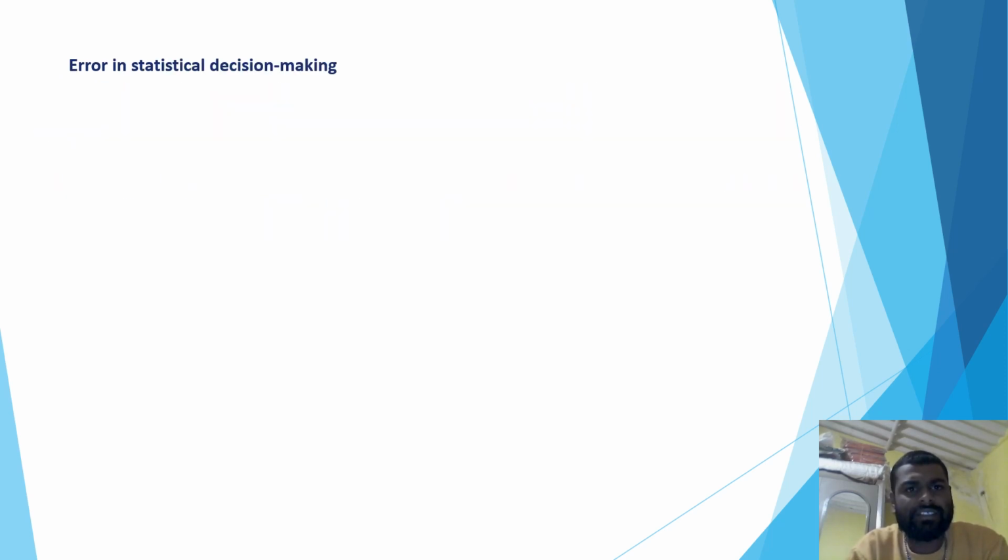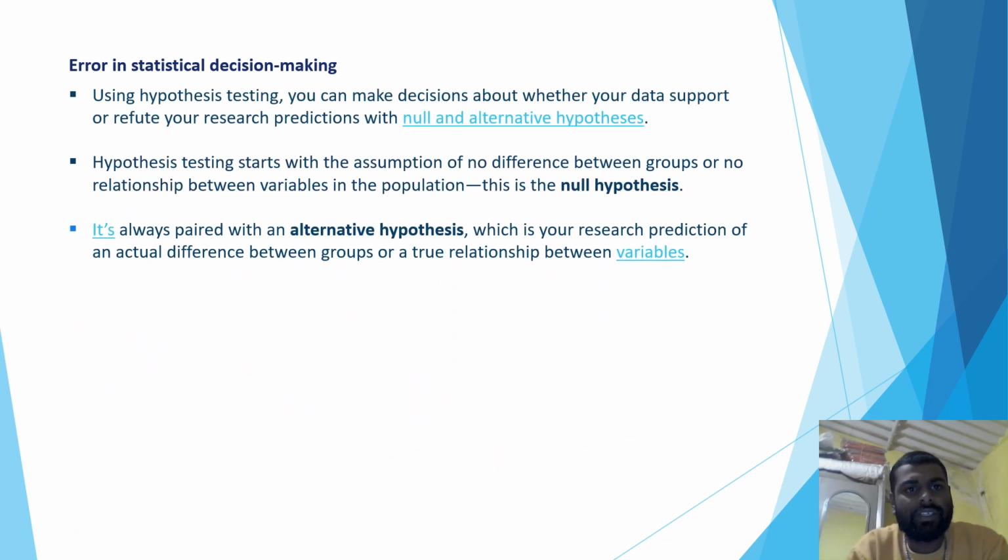Errors in statistical decisions. Using hypothesis testing, you can make decisions about whether your data support your research predictions or the null hypothesis. Hypothesis testing starts with the assumption of no difference between groups or no relationship between variables in the population. This is the null hypothesis. It's paired with an alternative hypothesis, which is your research prediction of an actual difference between groups or a true relationship between variables.